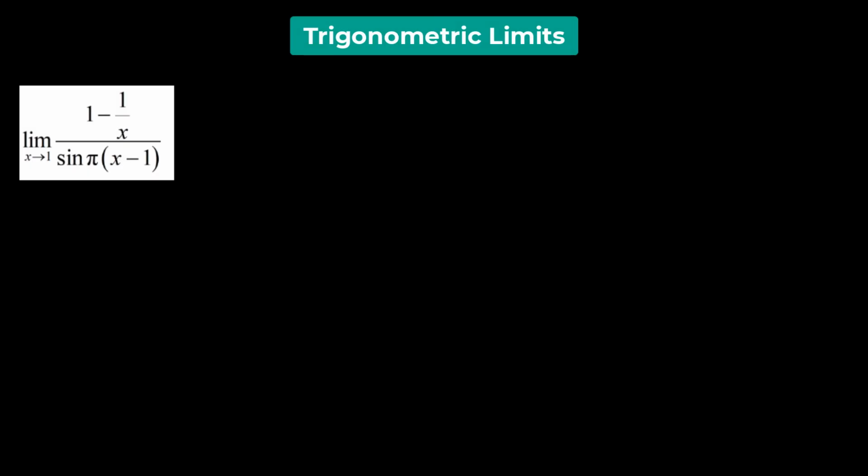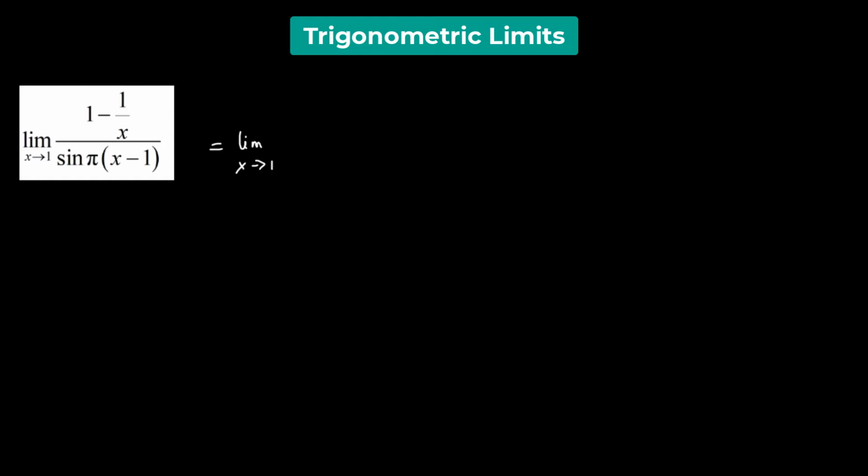So here we have a function given by 1 minus 1 over x divided by sine pi times x minus 1. So we have to determine the limiting value when x approaches 1. When we do a direct substitution for the value of x, we have 0 over 0, which is an indeterminate form, meaning we'll need to simplify our given function.